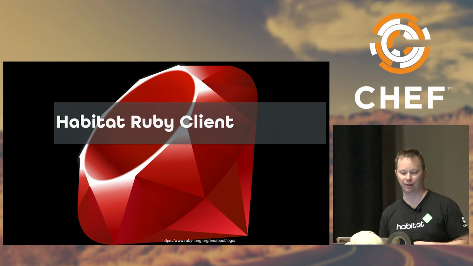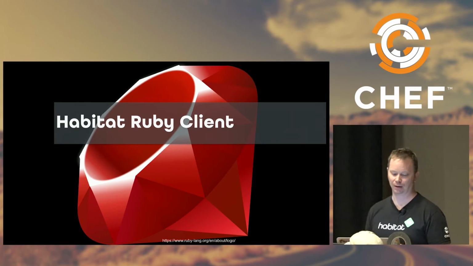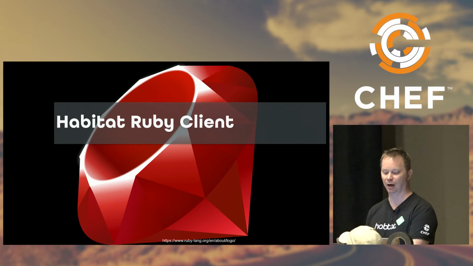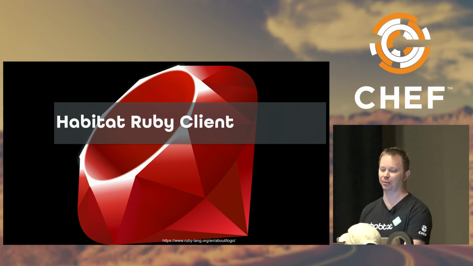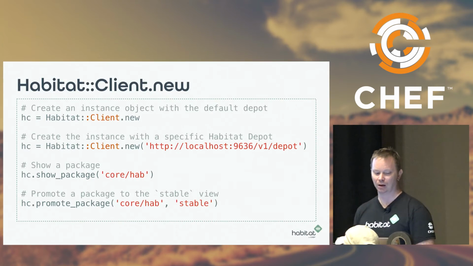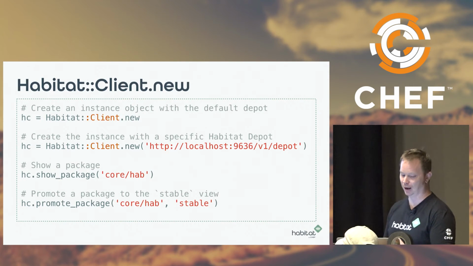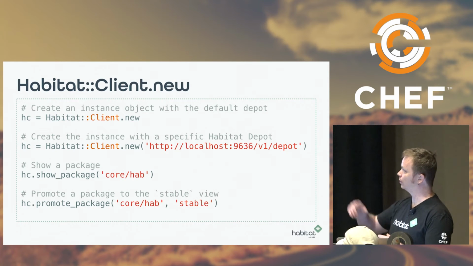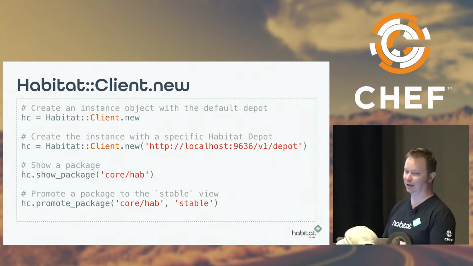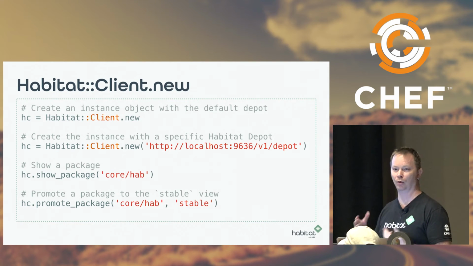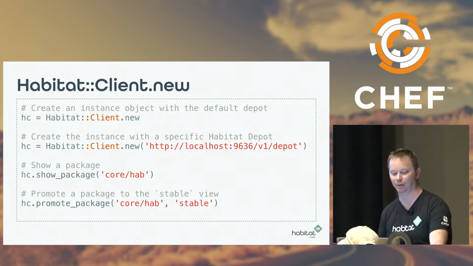We also have a Ruby client library for Habitat. And this is used in the build cookbook for a few things, like being able to get information about a package from the repository. So just a little bit of sample code. We can create a new instance of the Habitat client, and we can also point it at a different depot. So if we set up our own depot on localhost or on some internal system instead of using the public one, we can do that.